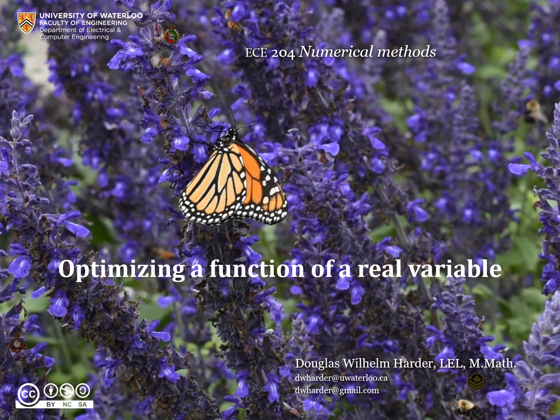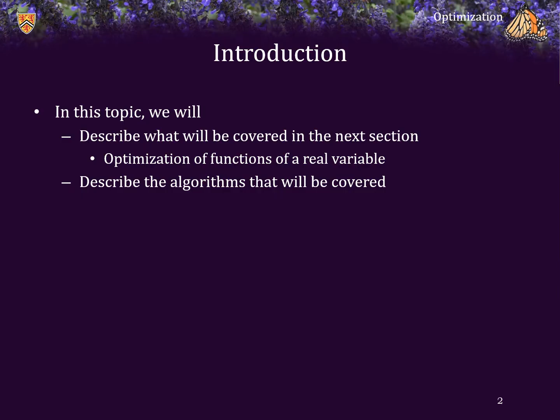In this topic we're going to look at optimizing a function of a real variable. So in this short talk, we're going to describe what will be covered in this next section, specifically the optimization of functions of a real variable. That is, finding extrema of such functions. We will describe the algorithms that will be covered.